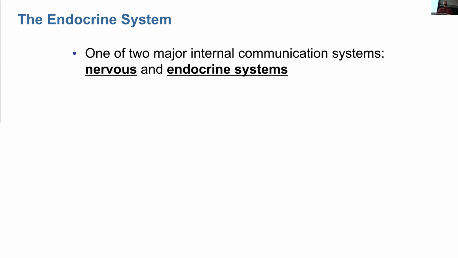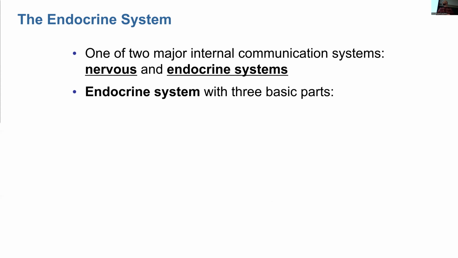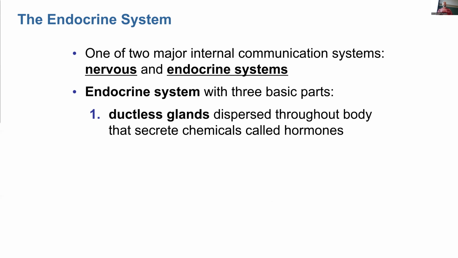The first is the nervous system. We spent a lot of time talking about that. The other is the endocrine system. There are some important differences in how these two systems operate and communicate. The endocrine system has three basic parts. I'm going to talk about these in a general sense, and then we'll get into a little detail about some of your major endocrine organs. You have what are called ductless glands. These are your endocrine glands found throughout the body. We're going to talk about a bunch of these, and they secrete chemicals called hormones.